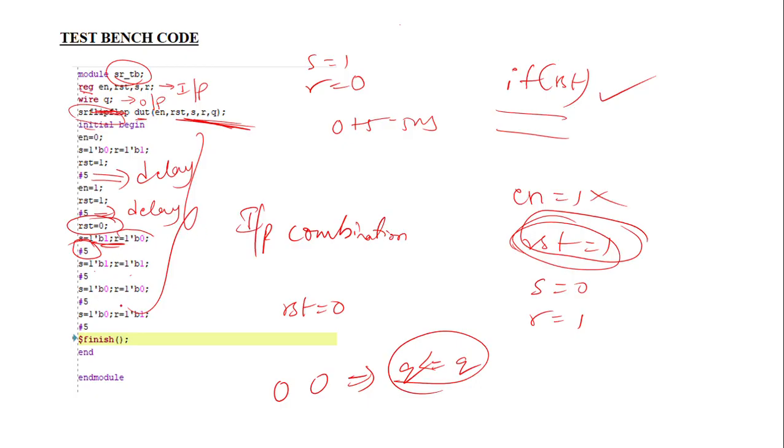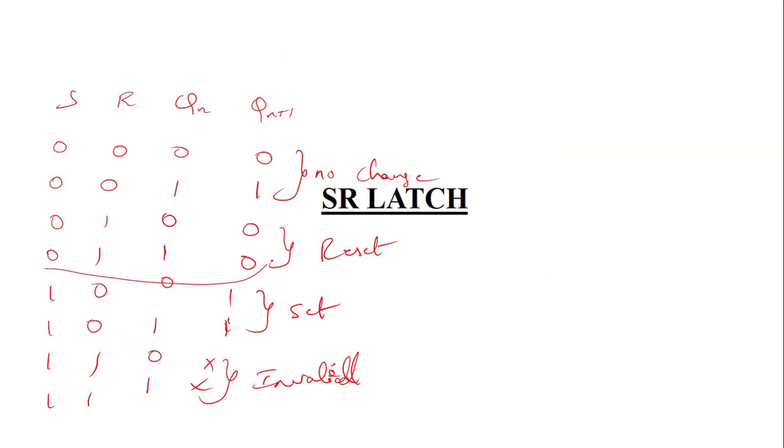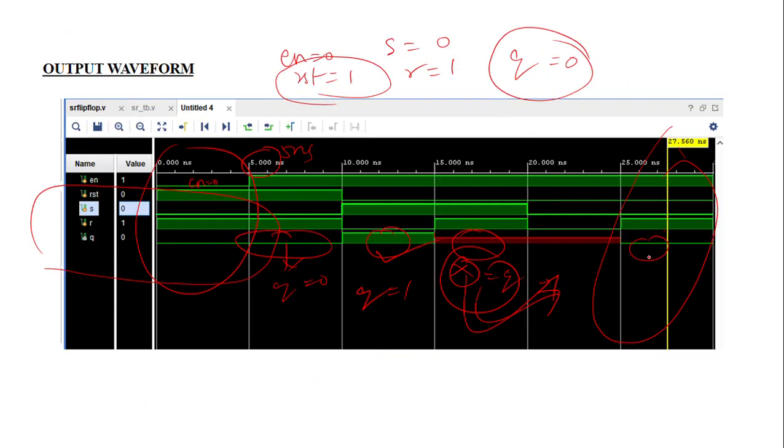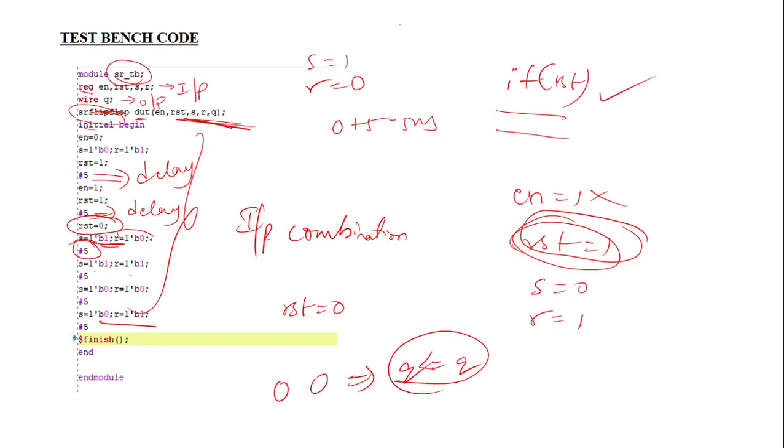Again the combination is 0 0, after that it will be 0 1. With the 0 1 combination, what is our value? You can cross check the truth table. With 0 1 it is going to be 0. Now go to the waveform and check. Here the Q value is equal to 0. Like that you are going to verify.